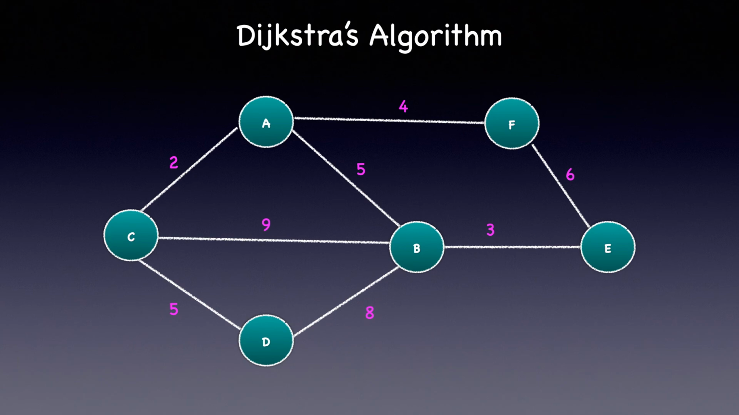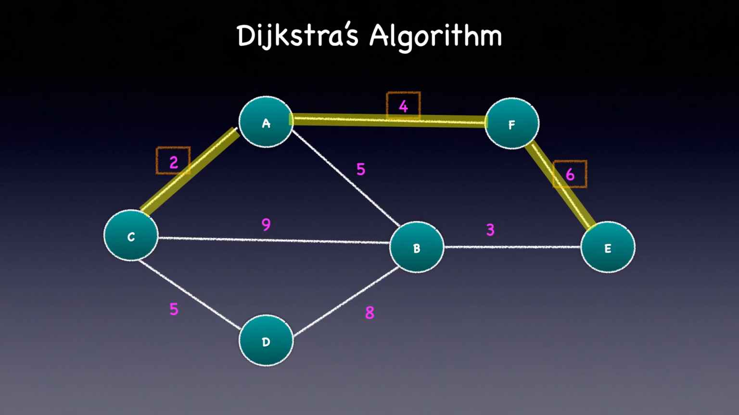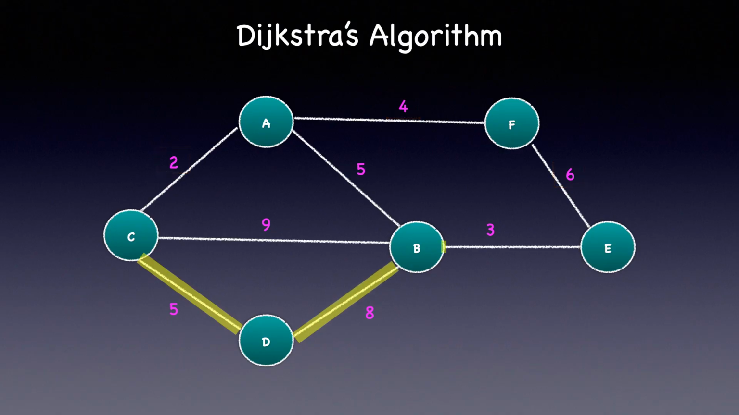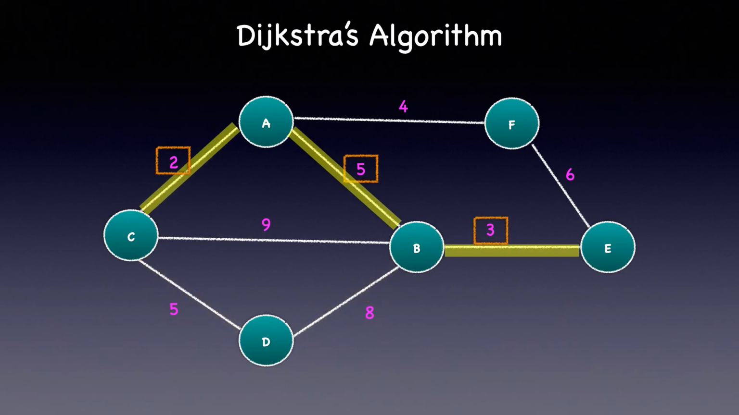Now, there are multiple paths to node E, right? So, for instance, this could be one path. The cost of this path is 2 plus 4 plus 6 equal to 12. Here is another path, and the cost of this path is 5 plus 8 plus 3 equal to 16. And this is another path here whose cost is 2 plus 5 plus 3 equal to 10. So if you manually do the calculation, you'll see the minimum travel cost is 10. And how do we arrive at that answer programmatically?